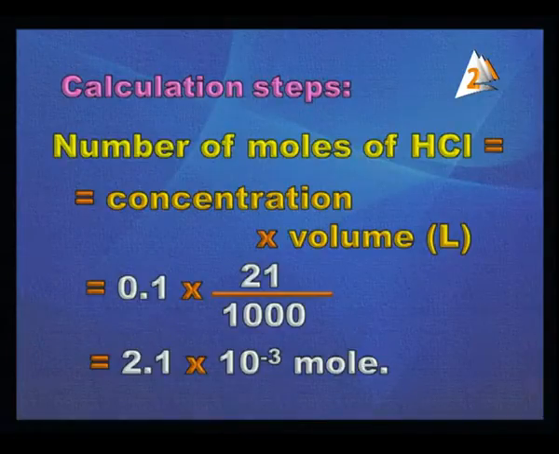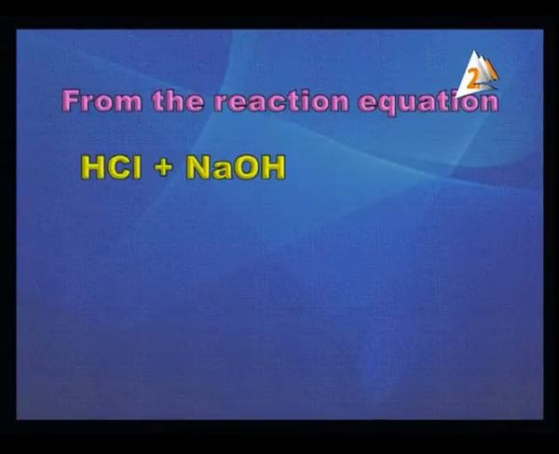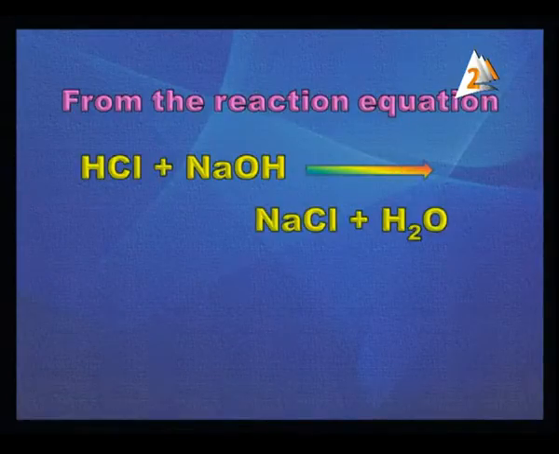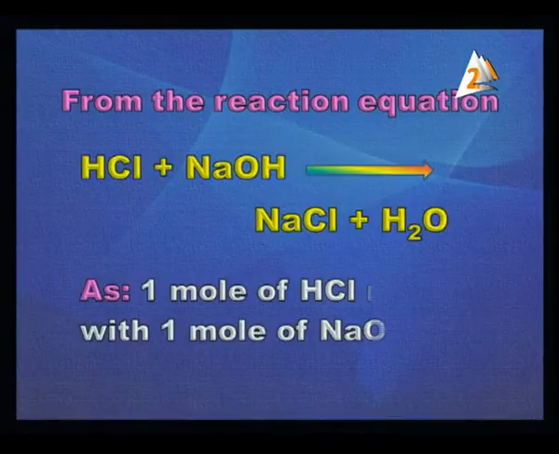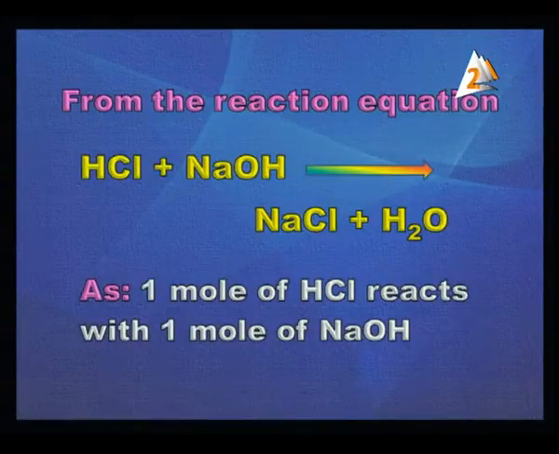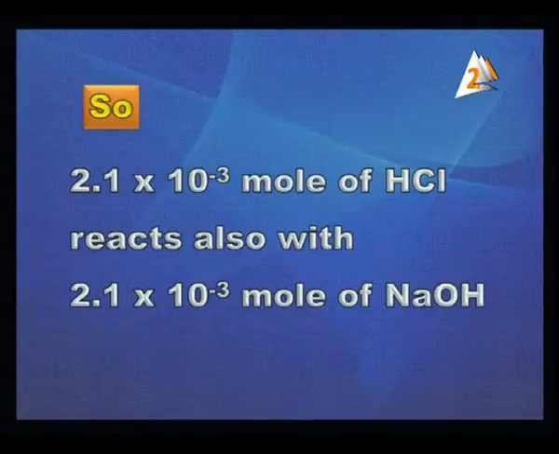moles. Easy and important. At the same time, from this reaction equation, look, HCl plus NaOH, directly we have NaCl plus water, H2O. You can catch something: 1 mole of HCl reacts with 1 mole of NaOH. What do you have now? We can say 2.1 by 10 power negative 3 moles of HCl react also with 2.1 by 10 power negative 3 moles of NaOH. Good. What do you need now?